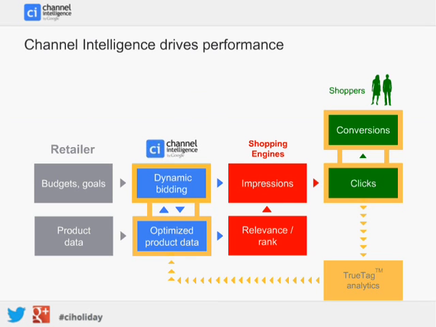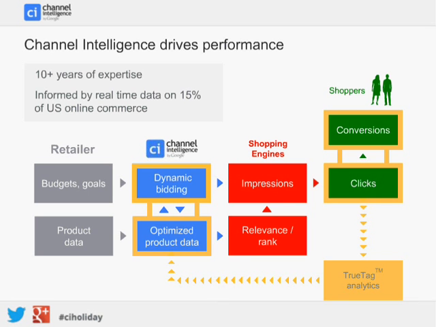Channel Intelligence has a tracking pixel that monitors the traffic and the conversions on our retailer client websites, and then those analytics are fed back into the work that we do to optimize retailers' product data and their bidding. So this is a closed loop that helps us understand exactly what's working for our retail clients and then optimize.